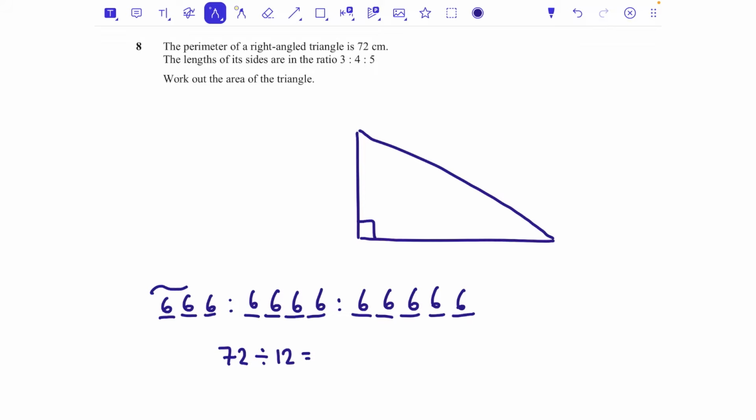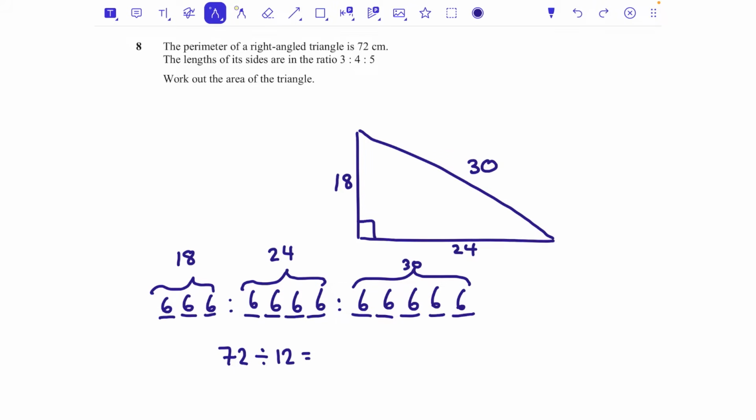That means the first side of this triangle is 18 centimetres. The second side of this triangle is 24 centimetres. And the third side, the longest side, the hypotenuse, is 30. So I'm just going to put 18 here, I'm going to put 24 here, and I'm going to put 30 here. Doesn't really matter which way around your 18 and your 24 are, but really important that that 30 is on the hypotenuse, opposite the right angle.